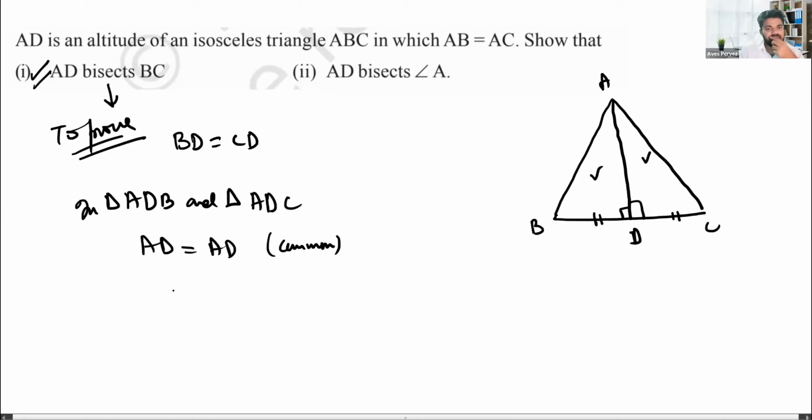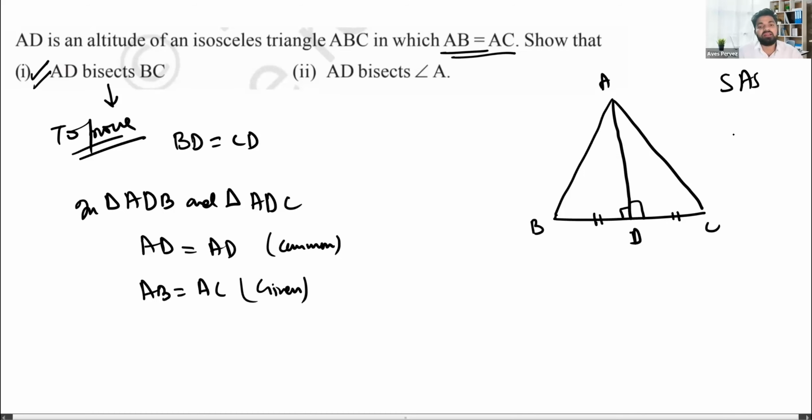And this side AB is equal to AC, it is given to you. And other things: angle ADB is equal to angle ADC. They both are 90 degrees because of the altitude. We need to keep in mind this angle is also equal to this angle, since it is an isosceles triangle. But don't take these two angles. Why? If you take these two angles, then you cannot apply the SAS rule because you have not chosen this side and this side. If you are using the SAS rule, then you have to choose this angle.